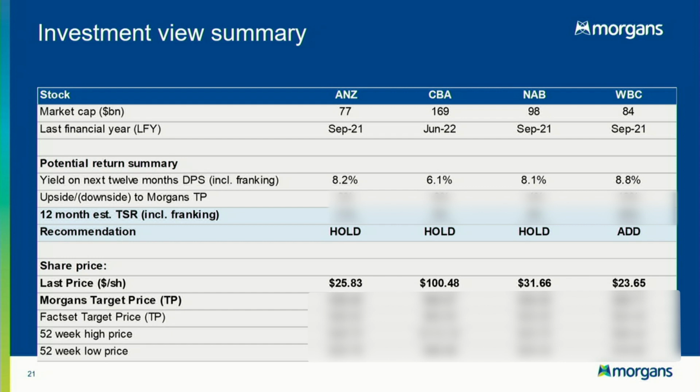CBA, I have lifted from reduced to hold. Look, to me, this one is the lowest risk, highest quality, highest ROE, most favoured institution amongst customers and consumers and businesses. And look, it's a leader on the technology side. What you counter to that, I suppose, is you are paying for that in the valuation multiples that are far ahead of its peers. NAB, I have held at hold, 8% yield.